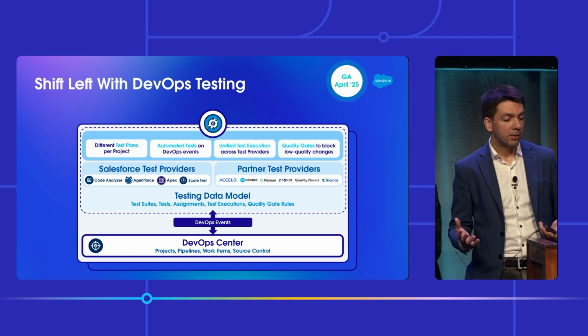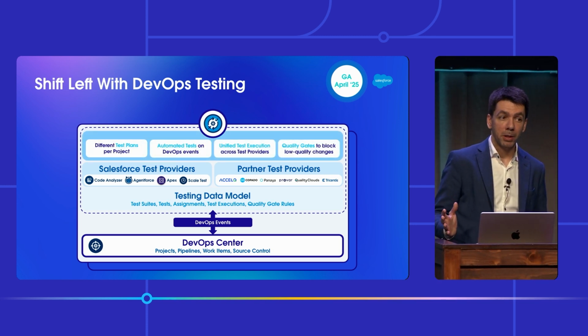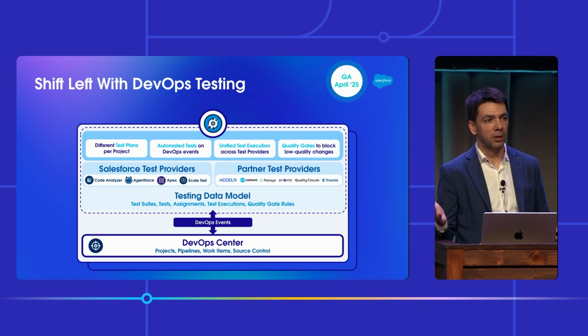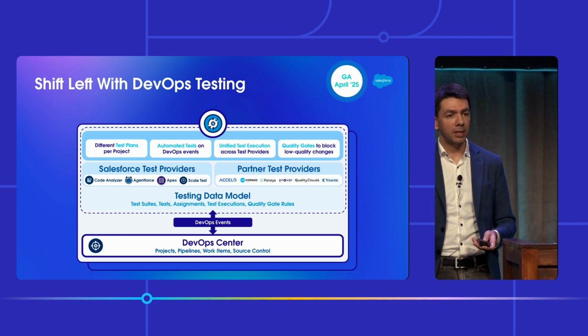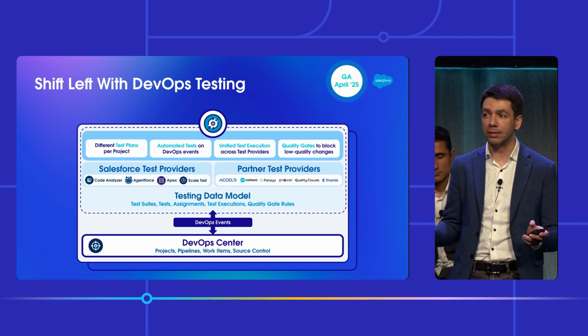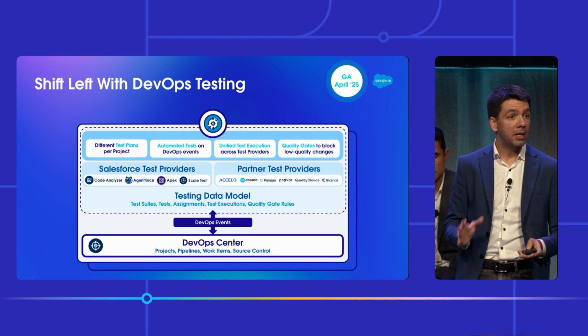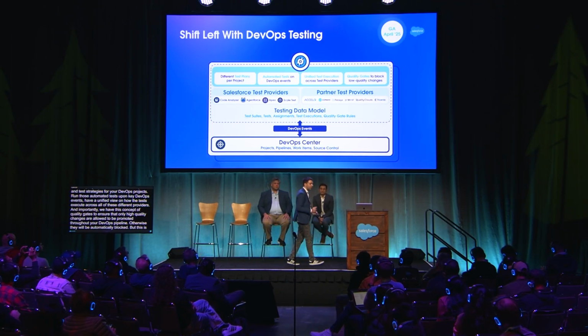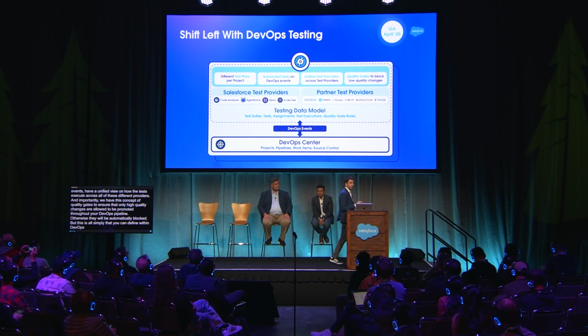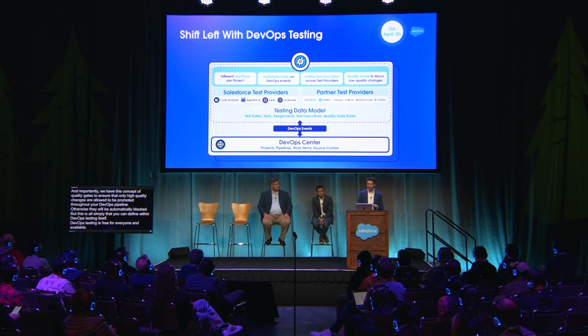And that ultimately means that within this realm of DevOps, you can have different test plans and test strategies for your DevOps projects, run those automated tests upon key DevOps events, have a unified view on how the tests execute across all of these different providers, and importantly, we have this concept of quality gates to ensure that only high-quality changes are allowed to be promoted throughout your DevOps pipeline. Otherwise, they will be automatically blocked, but this is all something that you can define within DevOps testing itself. DevOps testing is free for everyone and available next month as generally available.